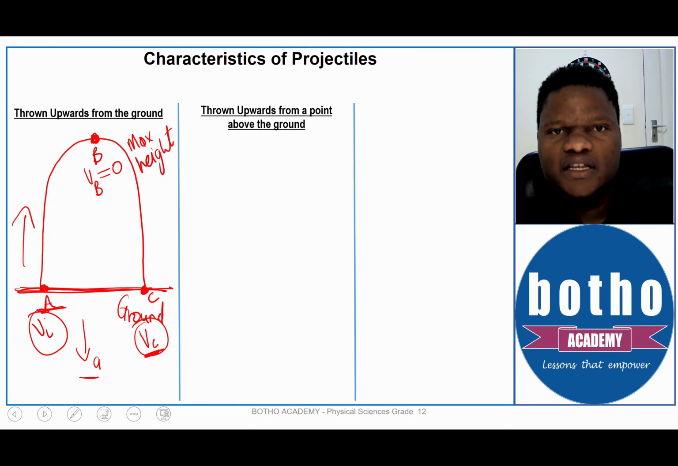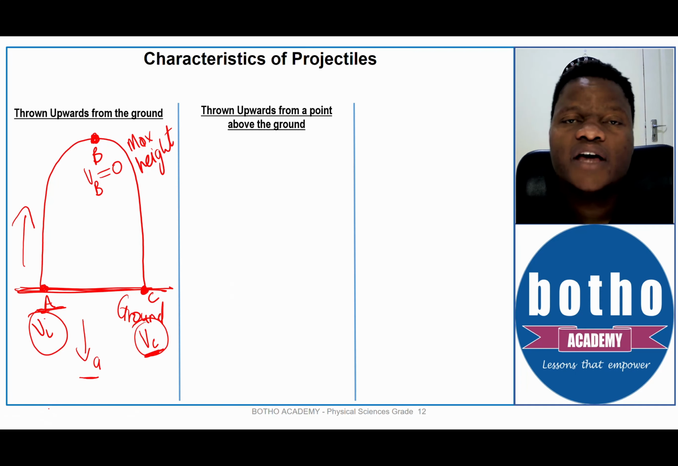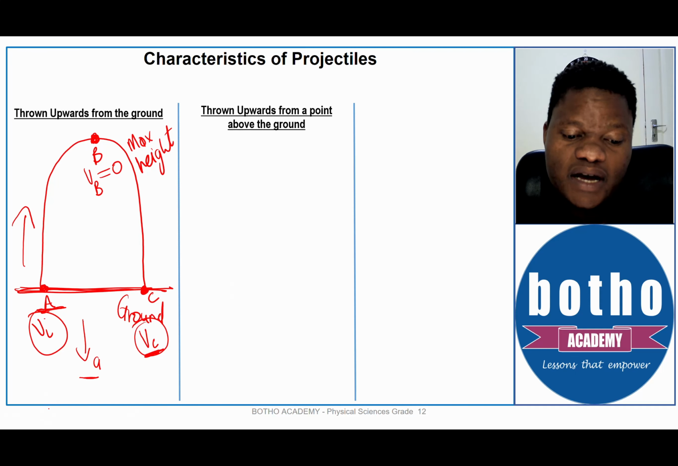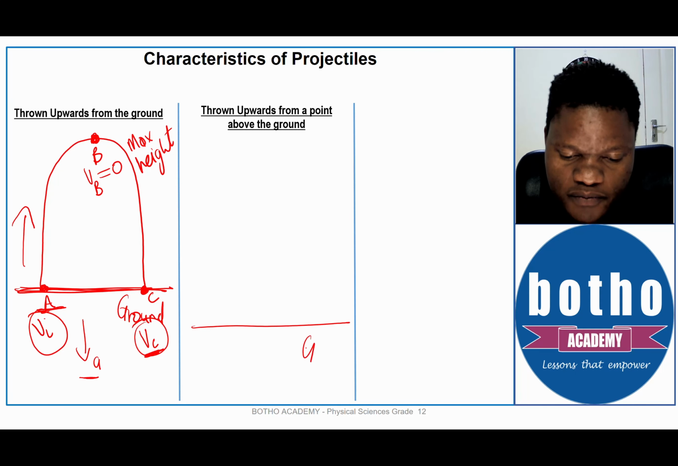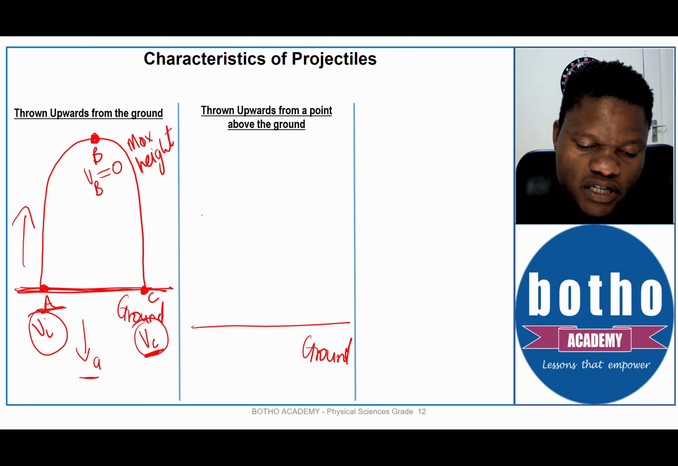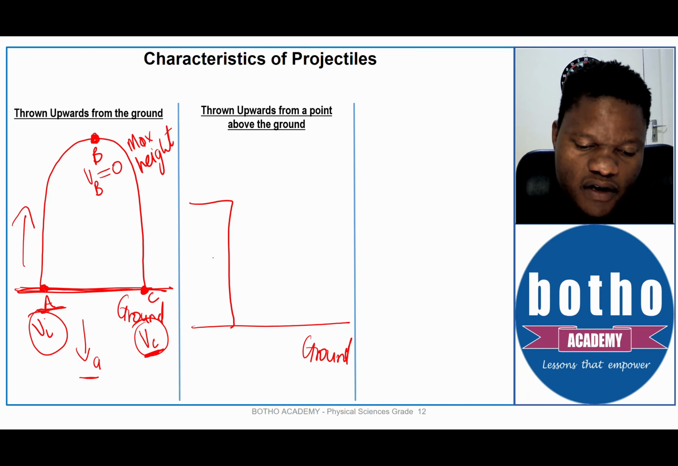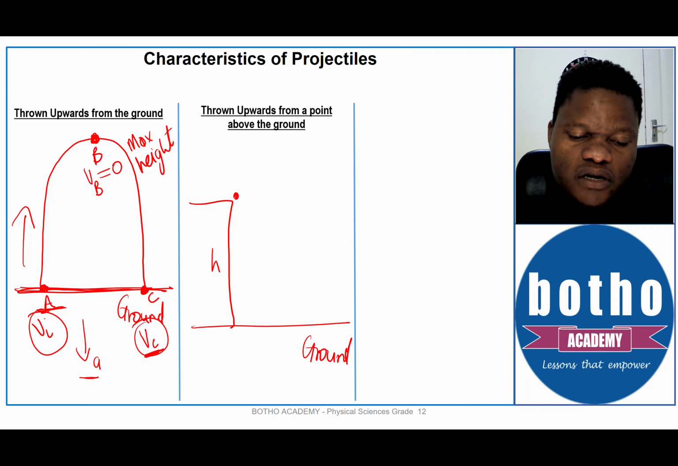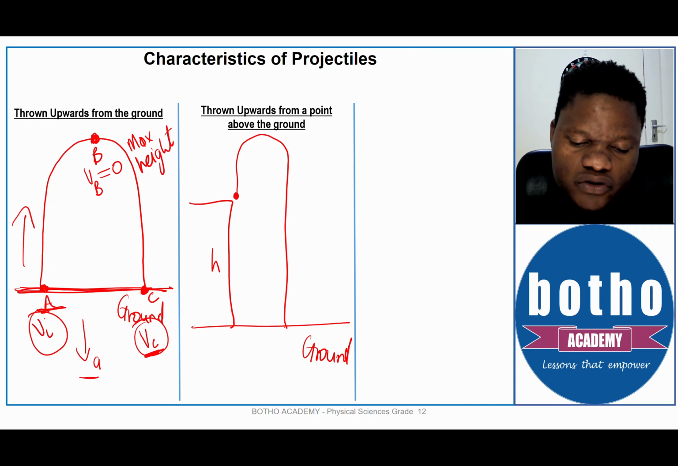Now let's move to another type of scenario. This is a scenario where we are throwing a projectile upwards, but we are not starting from the ground. Let's assume this is the ground, but we are not going to be throwing this object from the ground. Let's say we are going to be throwing it from the top of a building. If this is the building with the height h, the object is launched upwards, it goes up, and then it goes back to the ground. Now it's going to hit the ground.